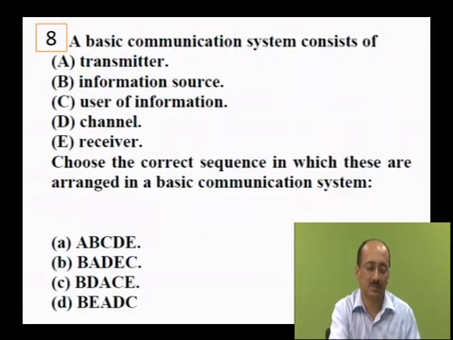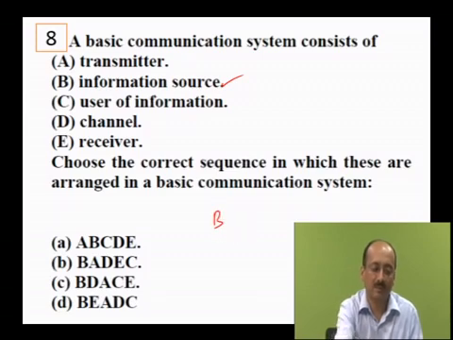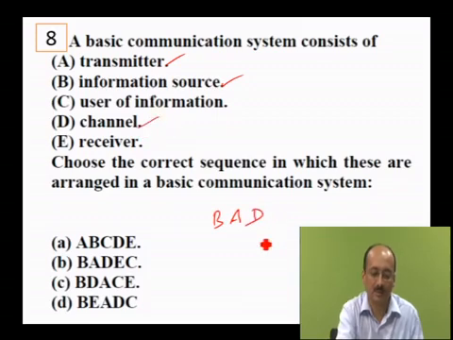A basic communication system consists of transmitter, information source, user of information, channel, receiver. Now this is a knowledge based question. You should go back to the basic block diagram that you have seen in the textbook. You will find that first you should have the information source, so B, then a transmitter should transmit that, so you will have A, and then via a medium it should transmit it, so a channel is required, D, and next there must be a receiver, E, and the receiver gives the information to the user of information, this is C. So BADEC, and that is choice B.